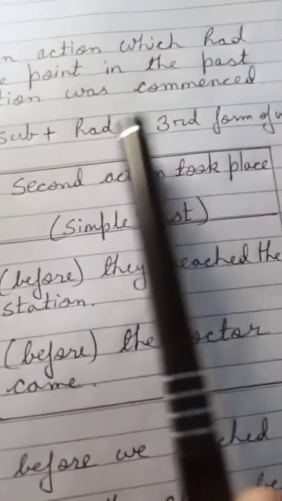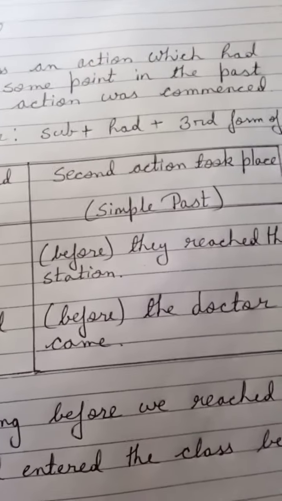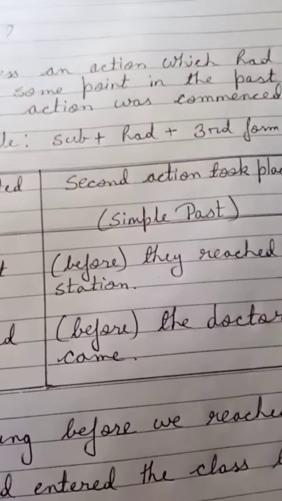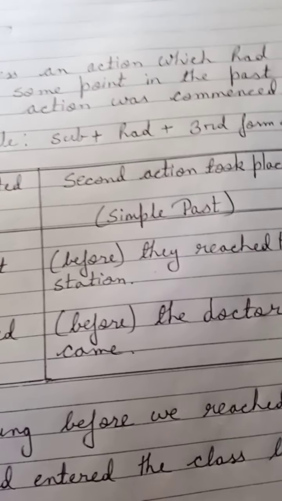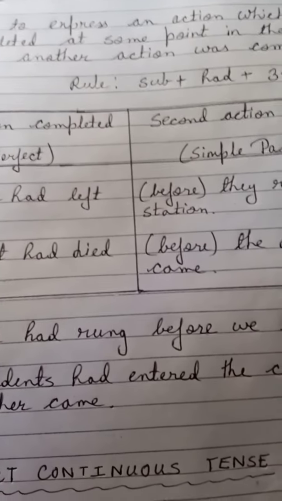I have also given the rules. Subject plus had plus third form of verb. Once again, third form of verb: go, went, gone. Gone is the third form of verb. Do, did, done. Done is the third form of verb. Write, wrote, written. Written is the third form of verb. Now to make it more clear, you have to make sentences with past perfect tense.